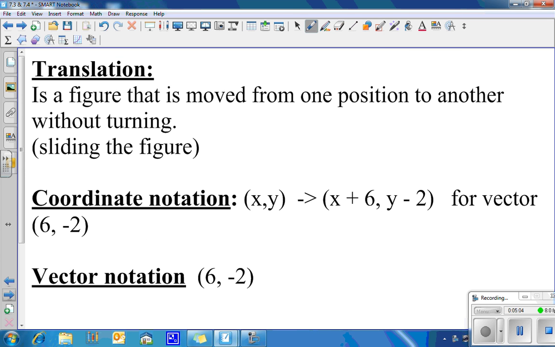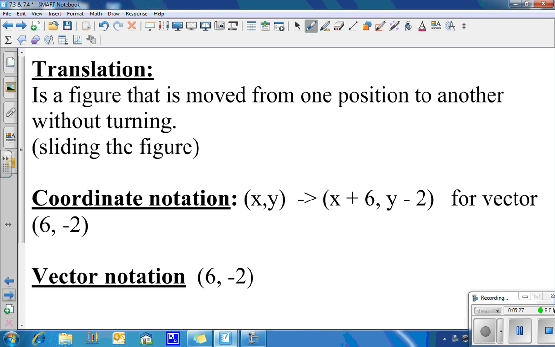Translation is a figure that is moved from one position to another without turning. That means you slide the figure left, right, up, down. So coordinate notation, you'll have to know how to do this. (x, y) yields or maps to (x + 6, y − 2). So you just take the x value and you add 6 to it. You take the y value and you subtract 2 from it.